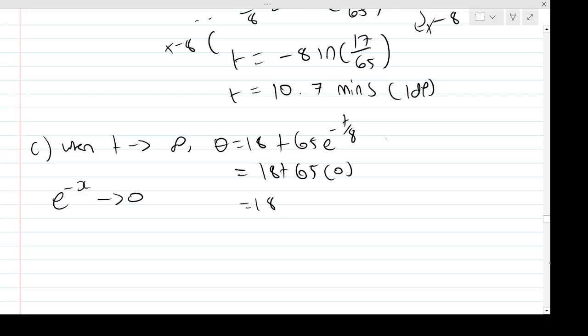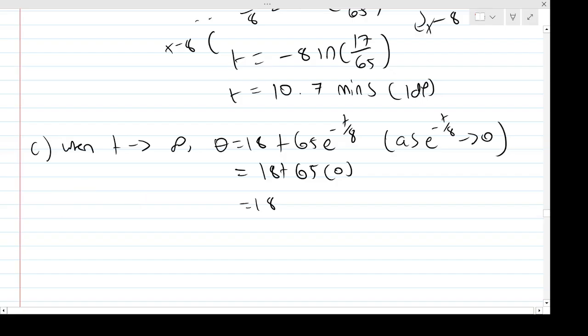And I'd make a reference to e to the negative t over 8 tends to 0. Remember, we did look at that before. This is a limiting value. Any negative exponential like this, e to the negative t over 8, could be e to the negative any t, as long as t goes to infinity, then the whole exponential goes to 0. We did look at this. Make sure you're familiar and comfortable with that idea.